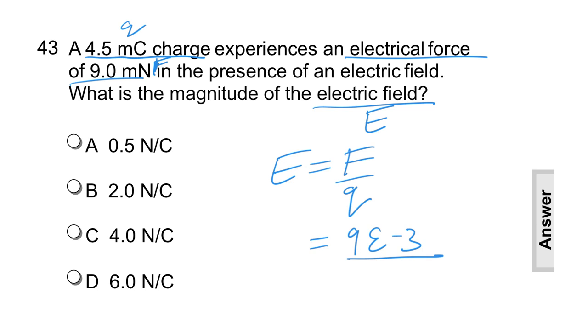And then the charge is also millicoulombs. So I didn't really have to change it because that would have canceled out. So that's 4.5 e to the negative 3. And so the 10 to the negative 3 cancels out. 9 divided by 4.5 is 2 newtons per coulomb.